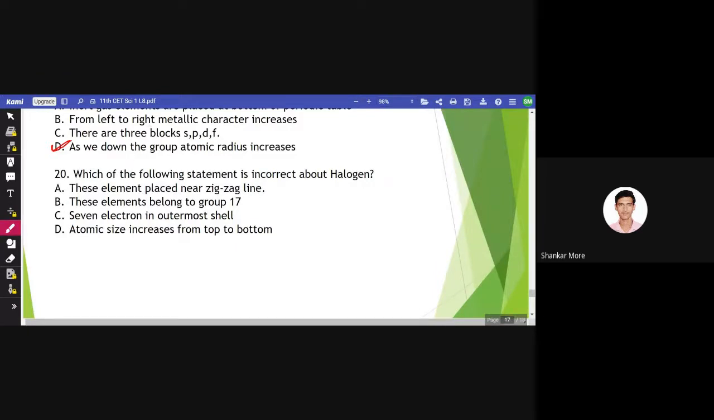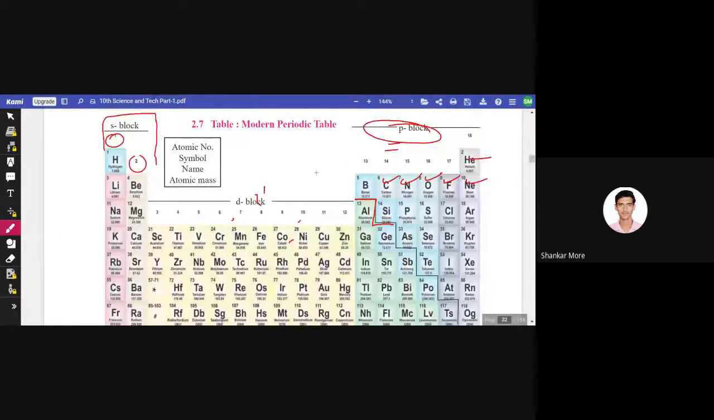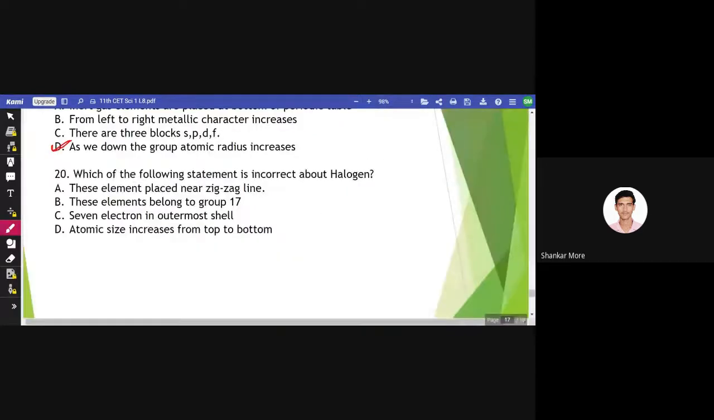Right? Where is zigzag line? Let me just show you. This is the zigzag line we are talking about, isn't it? Okay. So this is the zigzag line. So which elements are near a zigzag line? Can anybody tell? What is their characteristic? These are metalloids or semiconductors, right? And where are halogens? Halogens are here in the 17th group. These are halogens, right? Okay. So this option is actually incorrect, and our correct answer is this one, right?